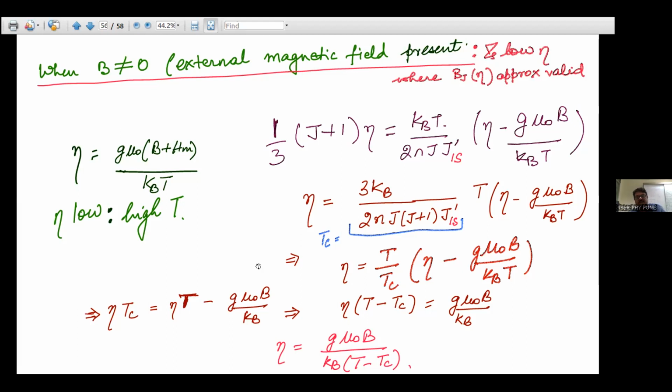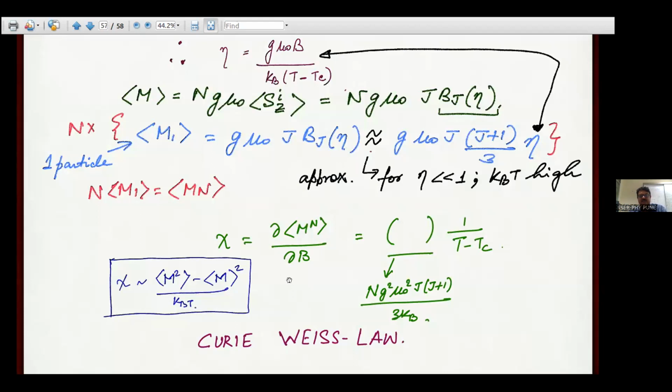Because B can also affect M, since if you have an external magnetic field, a larger number of spins will point in the same direction as the magnetic field, which in turn will affect H_M. So you don't want to work with an expression which has H_M here, but you would rather work with this expression g mu_0 B. And now, to calculate chi, you take a derivative with respect to B.